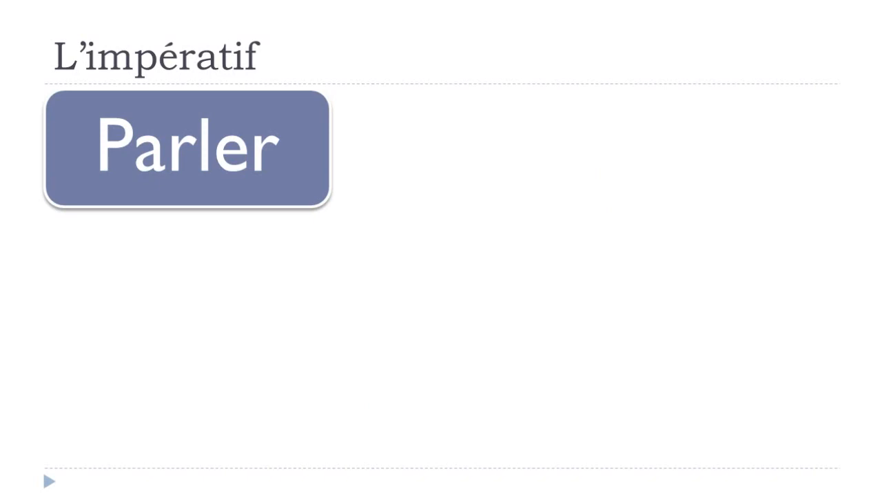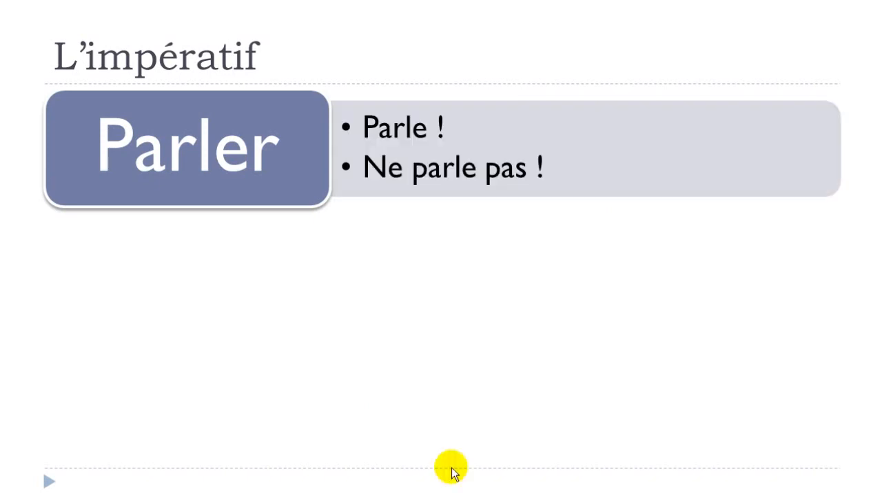So I took this verb parler, and if you have a look at it, the imperative is parle, okay? If you want to write the same sentence but in the negative form, well, it's quite easy because it will be ne parle pas. Okay, so you just put your ne before the verb and then the pas after the verb, and of course you don't change the rest.